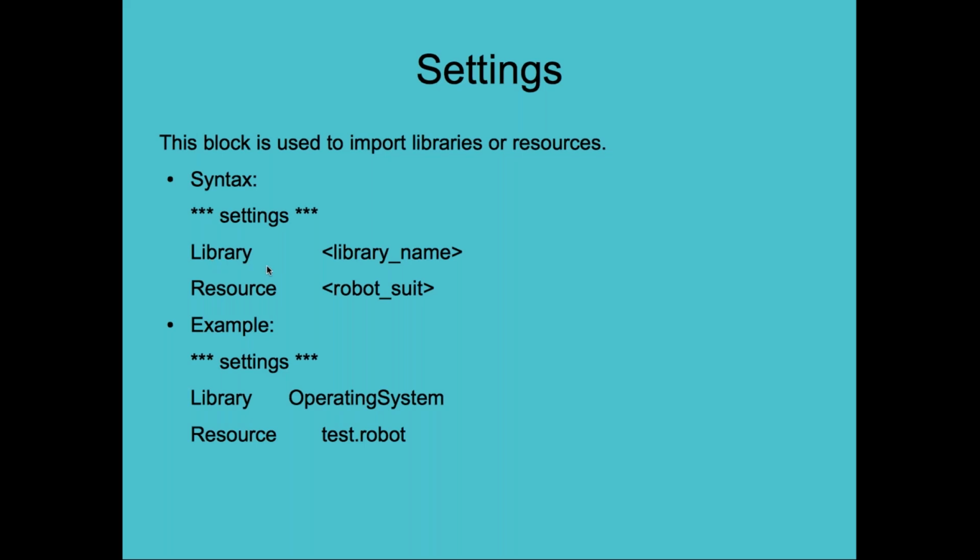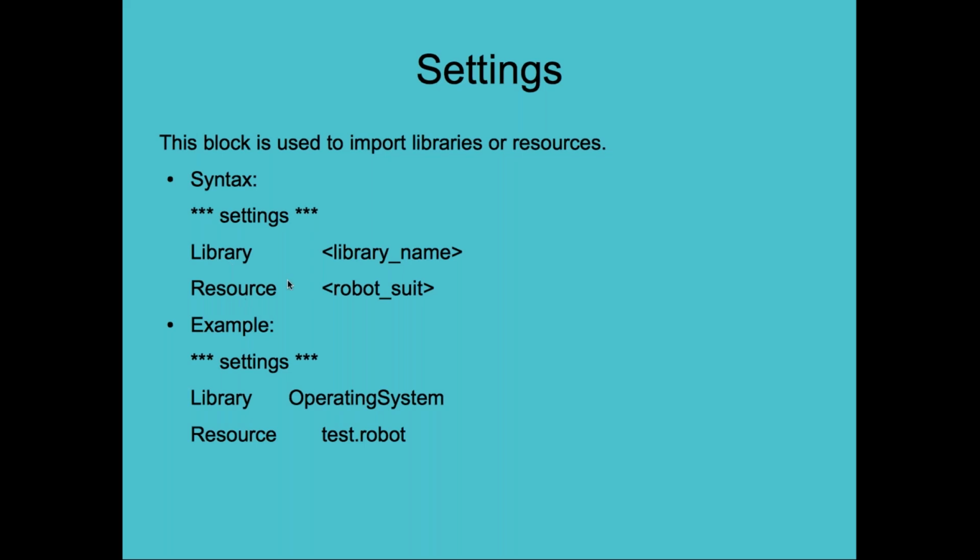As I said earlier, it's a keyword driven approach. So you have to specify a keyword, two spaces, then an argument, two spaces, and again an argument, like that. Library is a keyword, and two or more spaces we have to give, and then the library name we have to specify. So this is the syntax. This will be defined in the settings section, like the same: three stars, space, Settings, space, three stars.